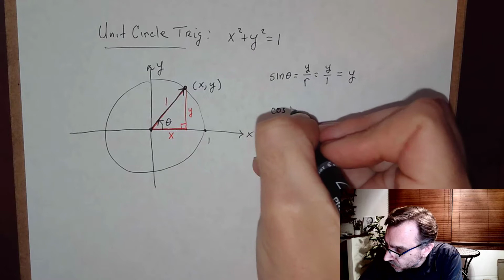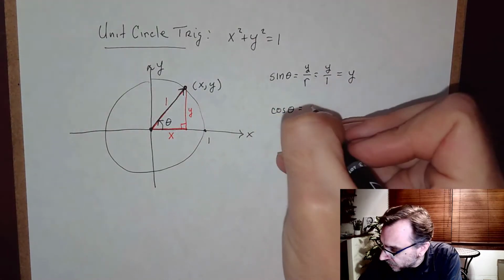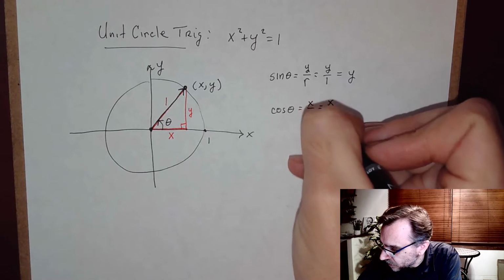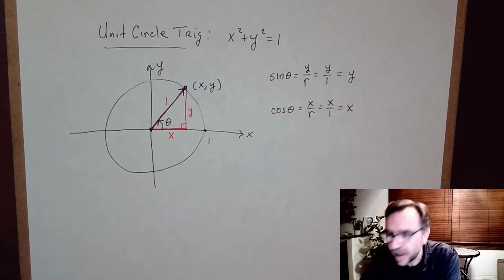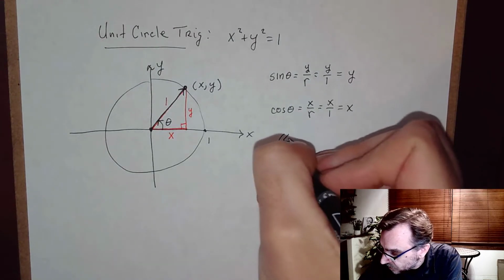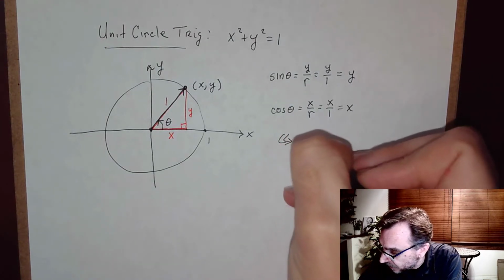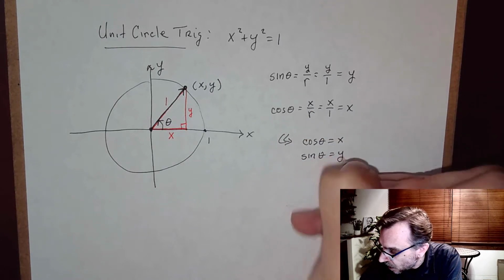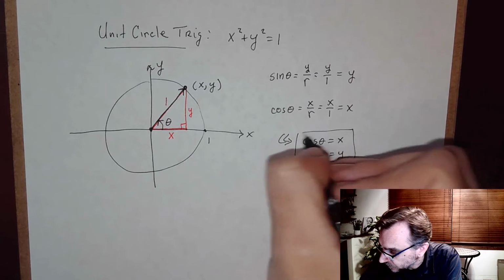Now let's look at cosine theta. Cosine is defined to be x over r. And again, r is 1. So we get x over 1, and you can see there x is the same as cosine theta, the same as the x-coordinate. Okay, so with that, let's just be absolutely clear that we have cosine of theta equals x and sine of theta equals y. That's kind of important.